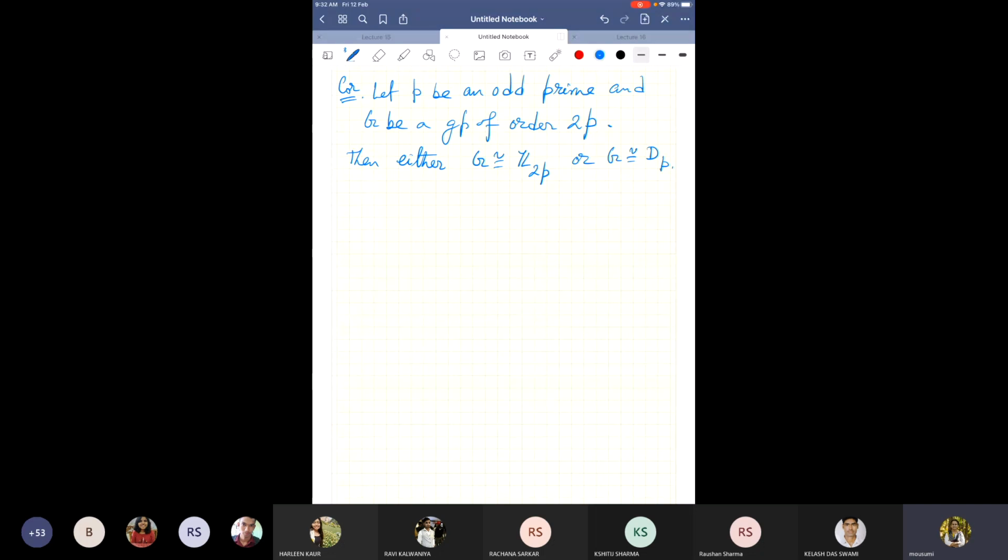If you go through the proof, there are two cases. One case will be, by the previous proposition, if 2 doesn't divide p minus 1, in that case what will we get?